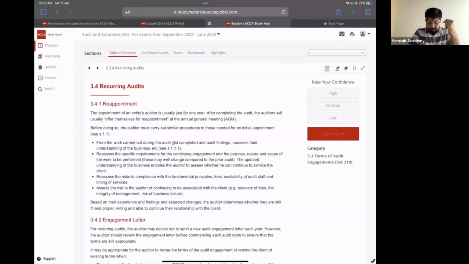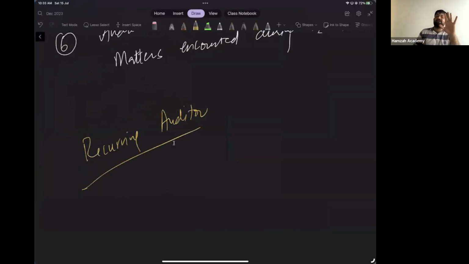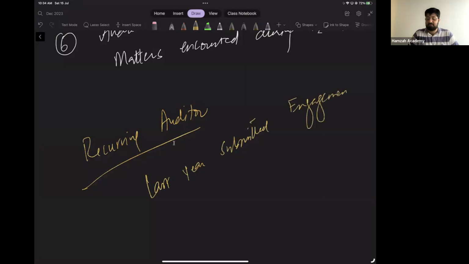So students, they say audit 2024 as well. You have audited 2023 or 2024. So what will the auditor see? The auditor says, okay, I submitted an engagement letter last year. Do I need to change that? Students, the engagement letter submitted last year will serve the purpose. It means you need not submit a new engagement letter every year.